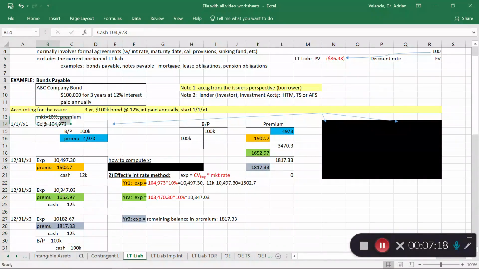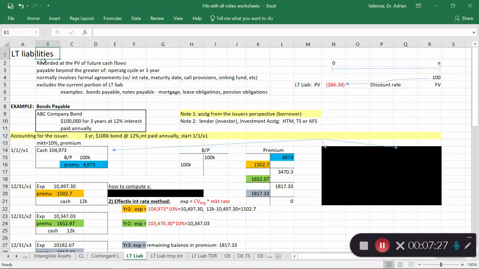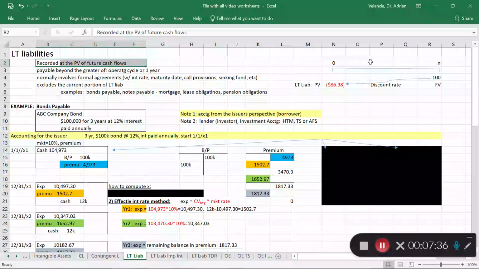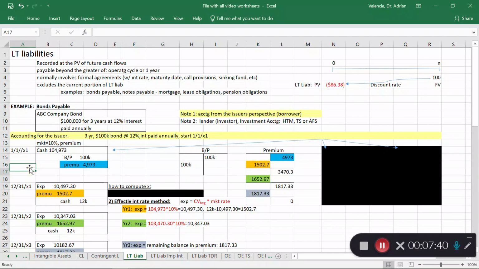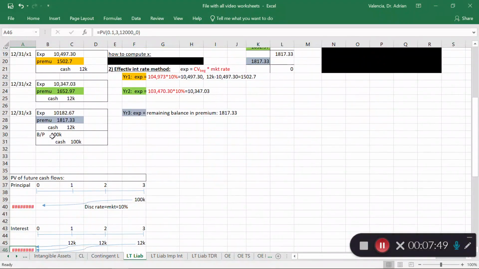So how do I determine this amount, 104,973? How do I determine that I actually get 104,973? Well, let's go back to this. Long-term liabilities are recorded at the present value of future cash flows. So we're going to have to look at all the future cash flows for that bond and then discount them at the market rate. So let me illustrate down here. Notice that if it's 12%, that means it pays $12,000 per year for 3 years, right? On a side note, let me show you how I did that calculation.